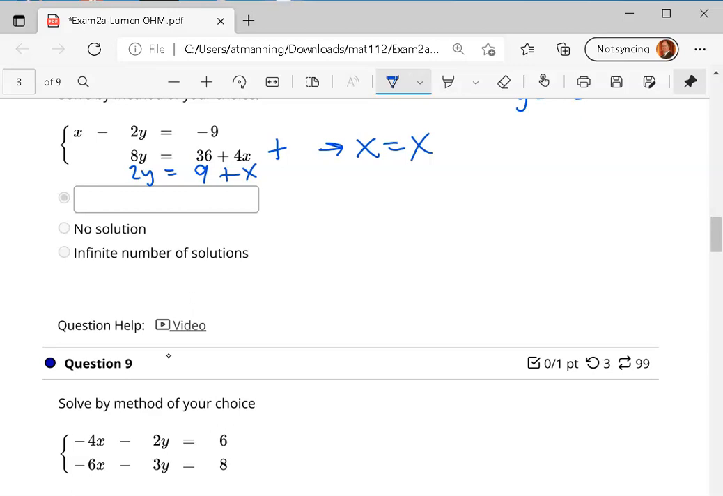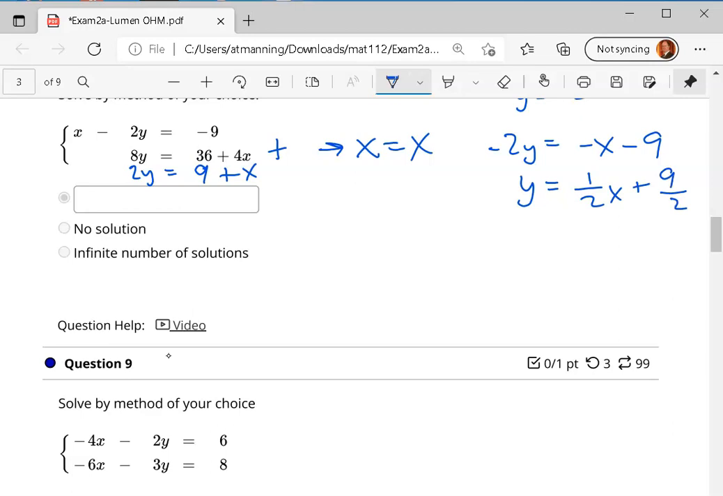And if you want to put it in slope-intercept form, let's just prove that. Let's get the 2y by itself over here. Negative 2y equals negative x minus 9. Let's divide by negative 2. y equals 1/2 x plus 9/2. Slope-intercept form for that first one.